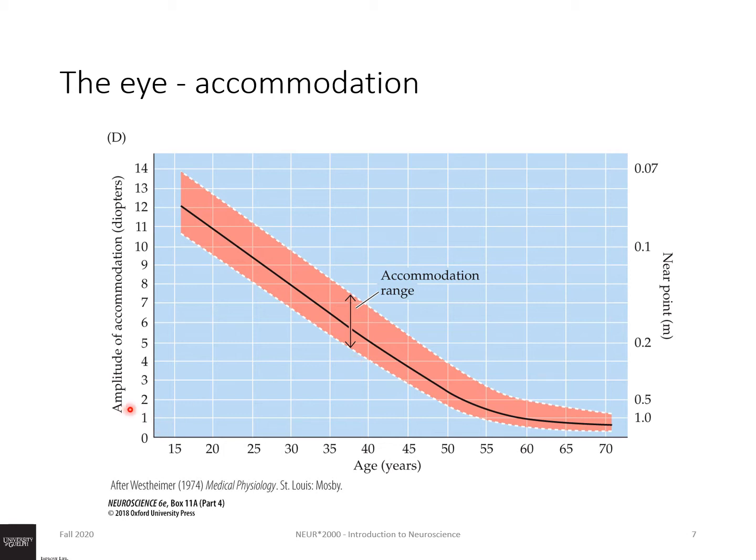So on the y-axis here, this is the amplitude of accommodation. So think of it as, this is high accommodation, this is low accommodation, and this is age across time. And as you get older, the capacity for accommodation by the lens decreases.